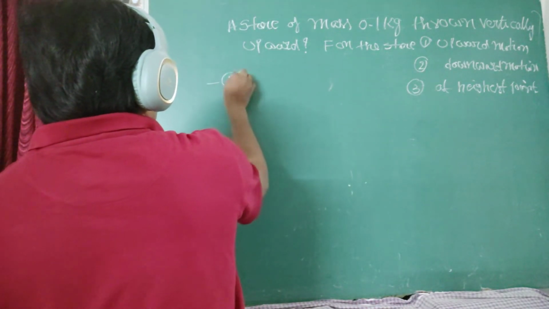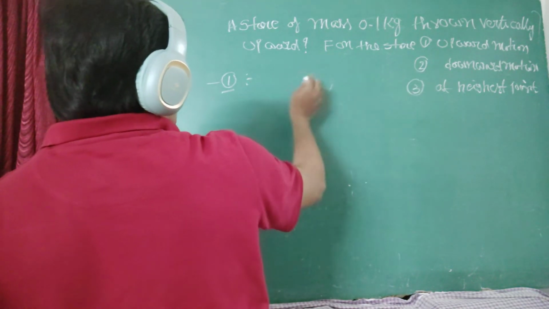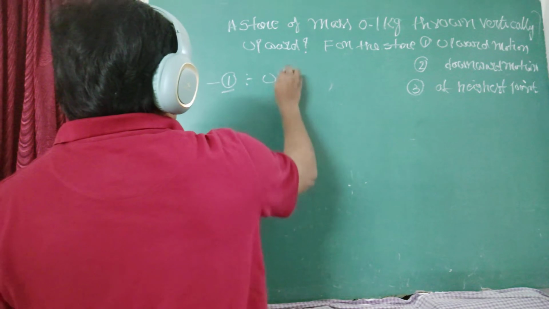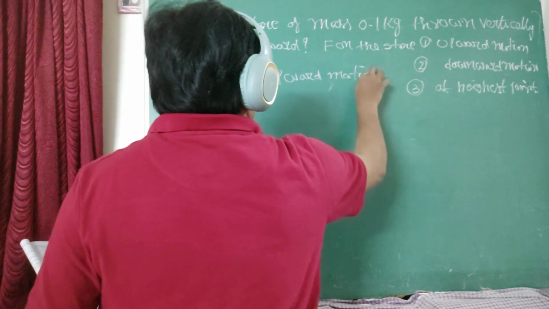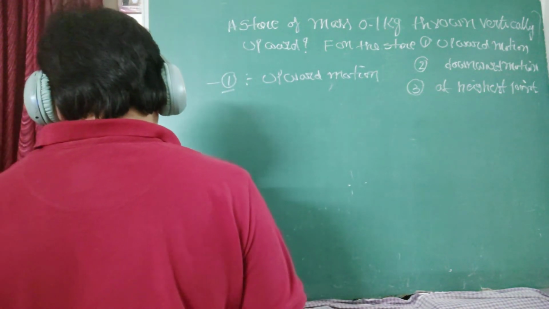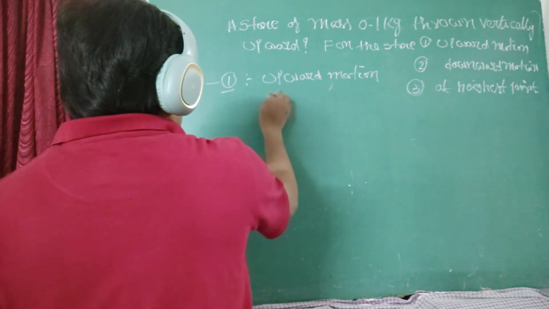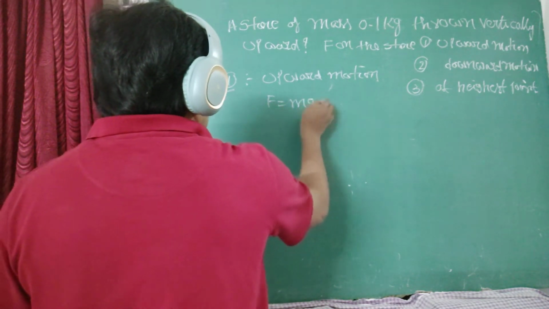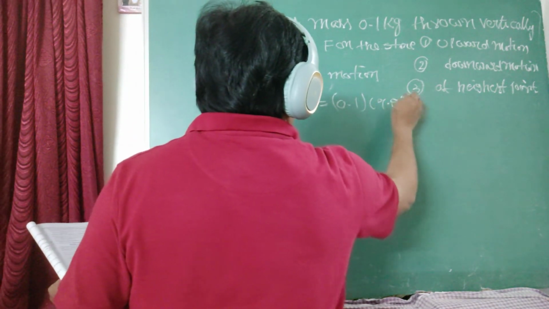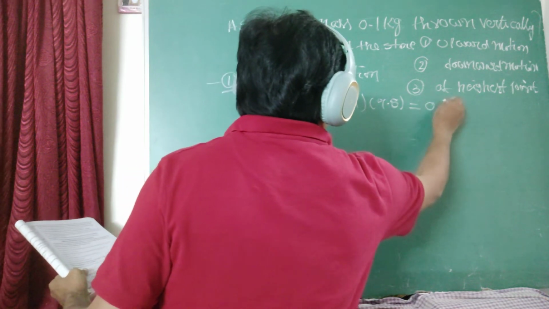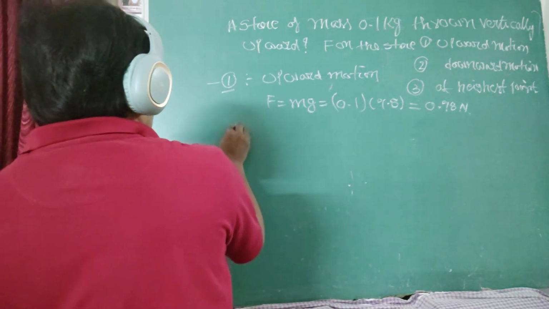Take the first condition, the numbers I am given clearly. We want to find the force under the condition of upward motion. When the stone is moving in a vertical upward direction, then the net force I am calculating is F equals m into g. Mass is already given. G value you also know, 9.8 meter per second square. Multiply these two. You get 0.98 newtons. That is in the case of upward motion.